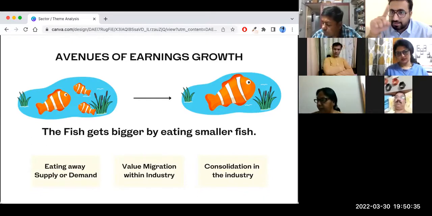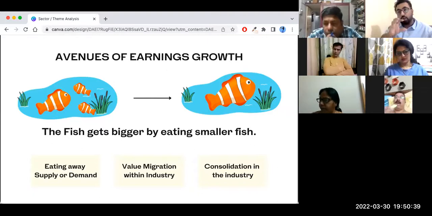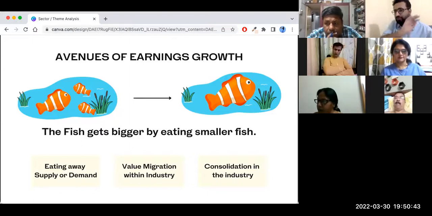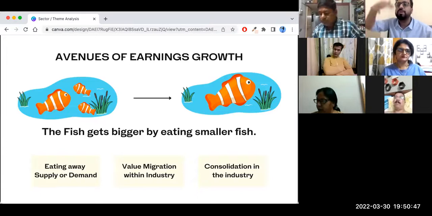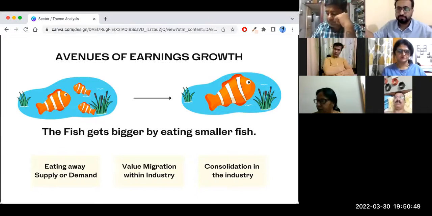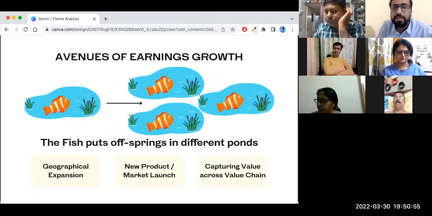The sector is growing at 10%, but because that company is also eating away market share, if it does not eat any market share, it's growing at 10%. But if it eats market share, the growth will be even faster, even better. So the company might be growing at 20-25%. Awesome. It can be a combination.